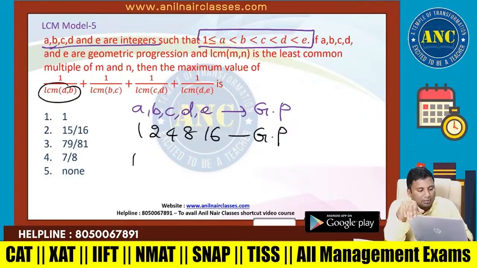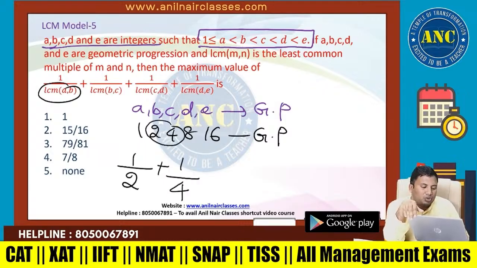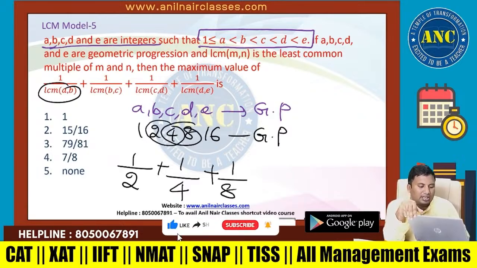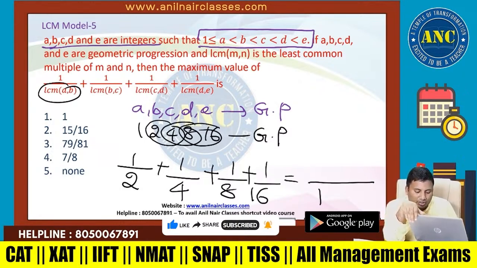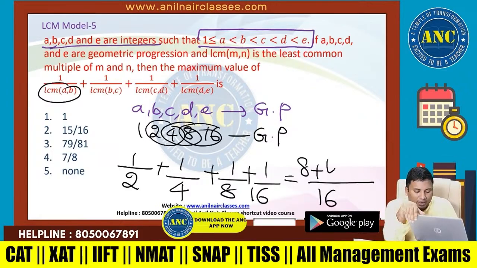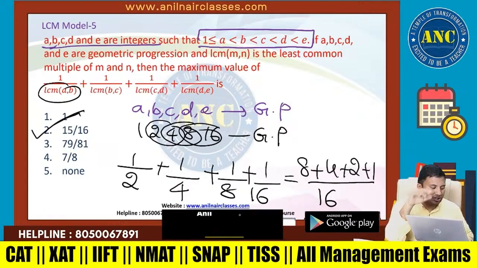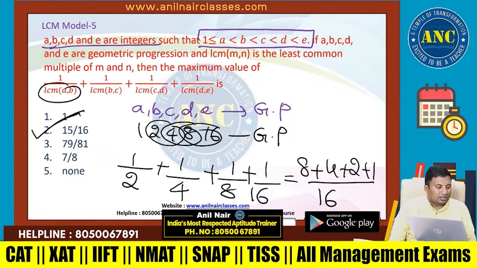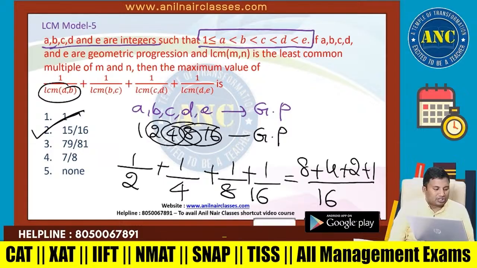LCM of A comma B: LCM of 1 comma 2 is 2. LCM of B comma C: LCM of 2 comma 4 is 4. LCM of C comma D is 8. LCM of D comma E is 16. So 2, 4, 8, 16. If I take 16 as the denominator and 8 plus 4 plus 2 plus 1 as the numerator, the answer is 15 by 16.